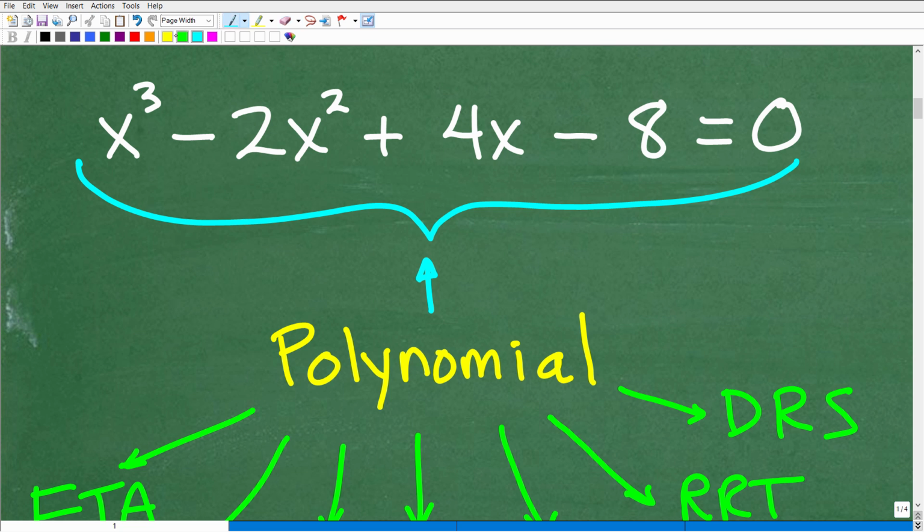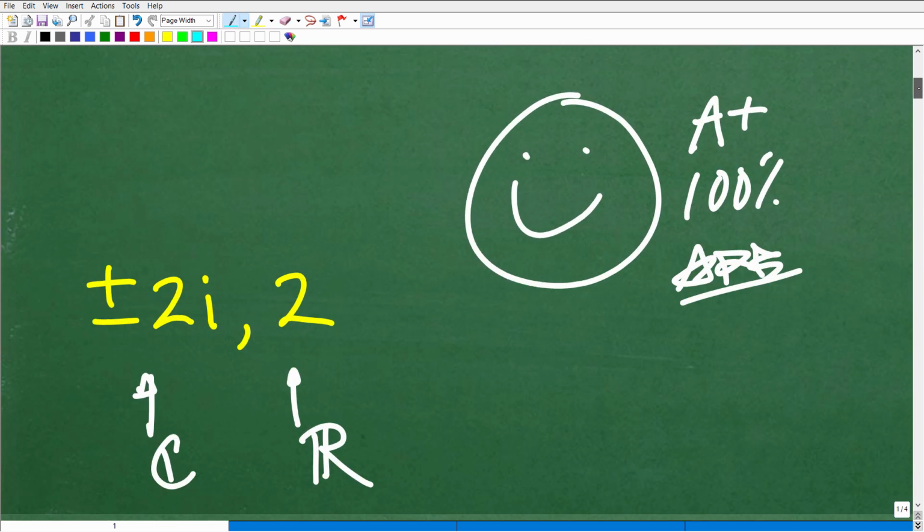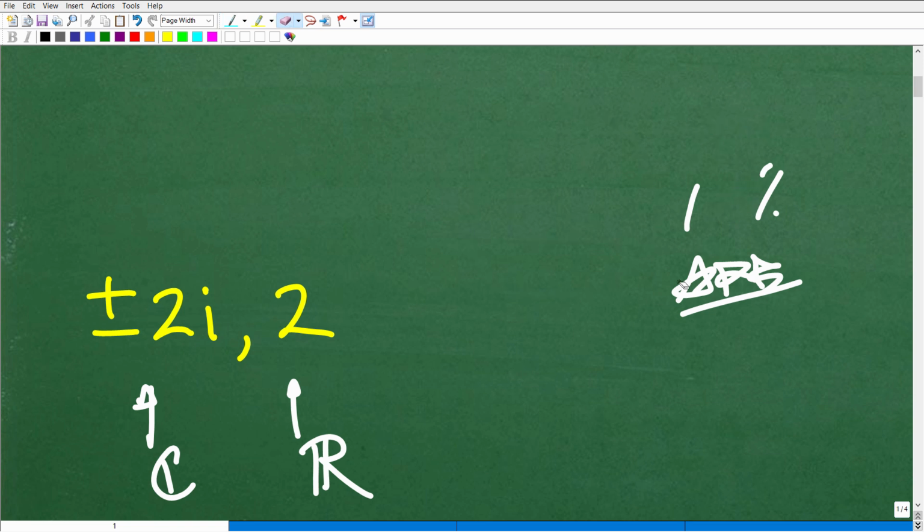So, for example, let's suppose you had something like this, and this is important because you need to understand, one, that you're dealing with a polynomial.